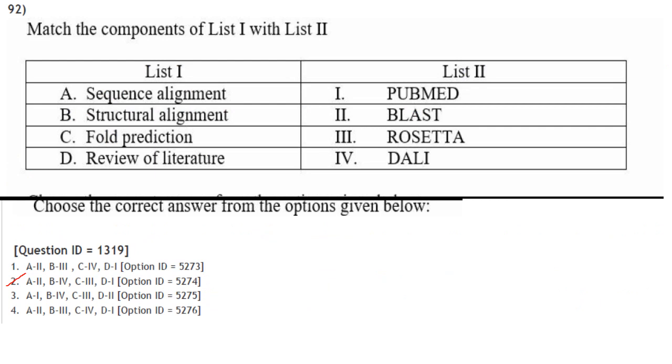Then next one, match the components in list 1 with list 2. Sequence alignment, BLAST; structural alignment, DALI; fold prediction, Rosetta; and review of literature, PubMed. So answer is option 2, A2, B4, C3, D1.